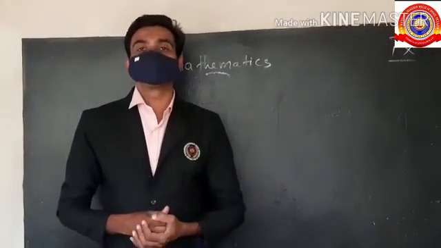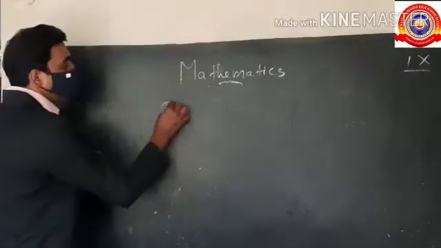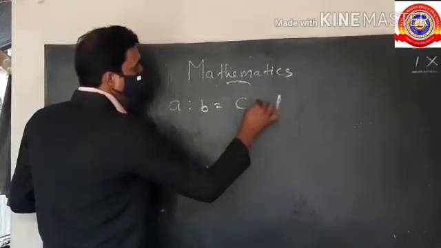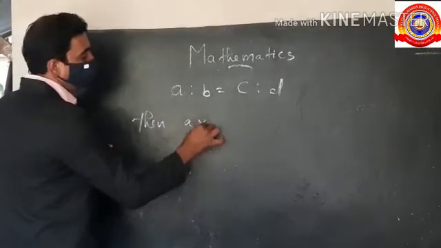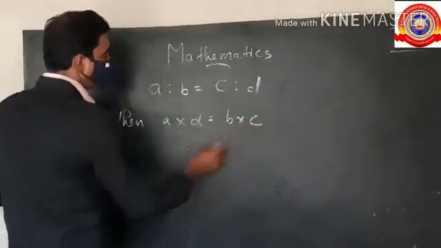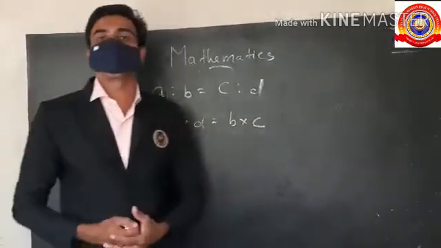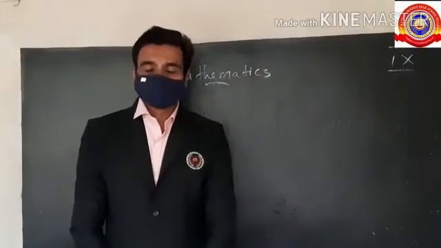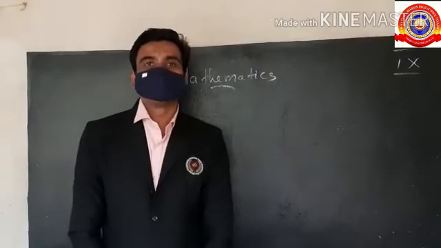The basic relation behind the proportion is, if A is to B is equal to C is to D, then A into D is equal to B into C. On the basis of this relation, we can solve all the problems in this chapter. Let's start. Consider the question in page number 182.